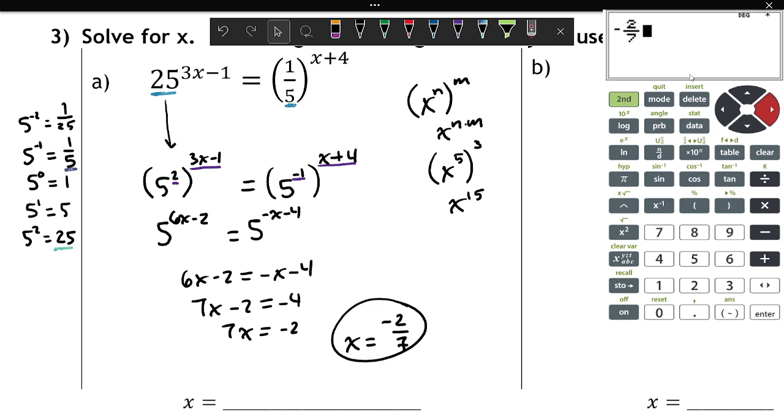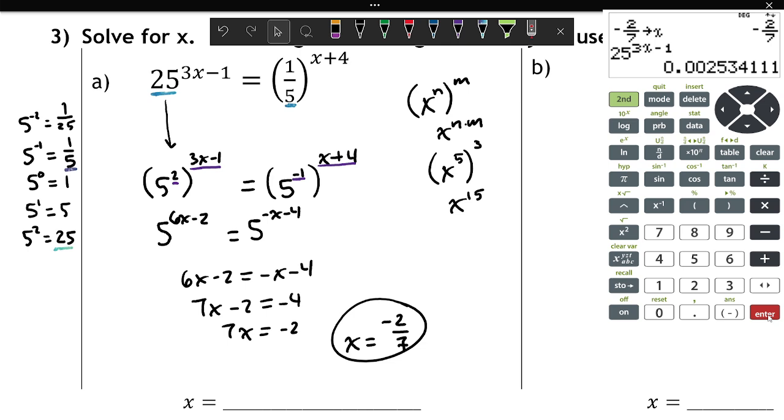Sometimes it's funky storing it if you don't leave the denominator. I'm going to now store that as x, so now my calculator knows what x is. It's negative 2 sevenths. I'm just going to verify that it's the same. So I'm going to take 25 and raise that to the power of 3x minus 1. On the left-hand side, I get that decimal. I'm just going to leave that on the screen.